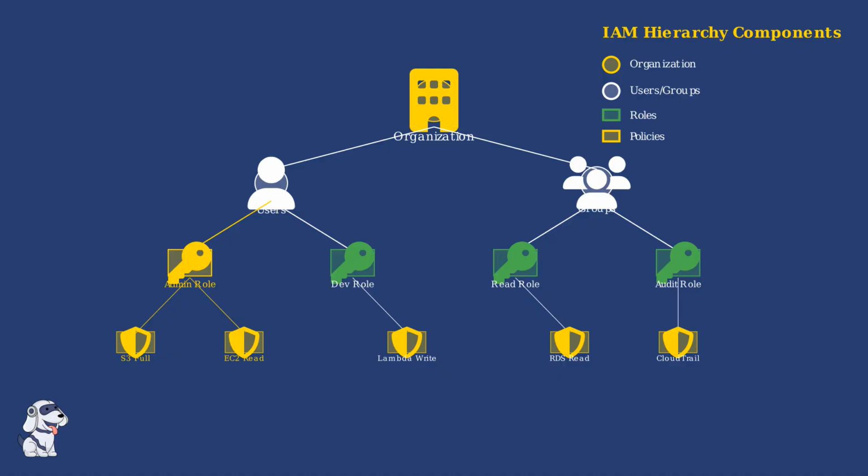This hierarchical structure enables permission inheritance, where access rights flow from higher levels to lower levels. When a user assumes a role, they inherit all the permissions defined in the policies attached to that role, creating a clear and manageable access control system.